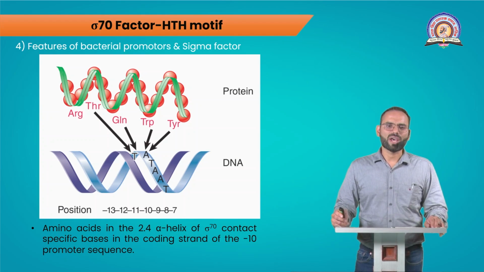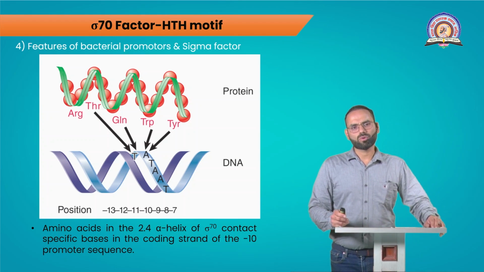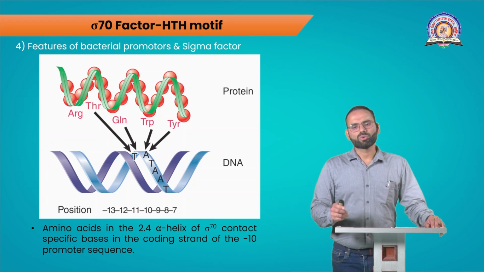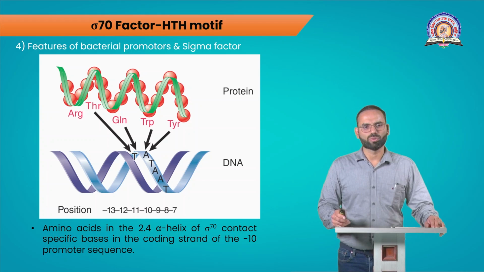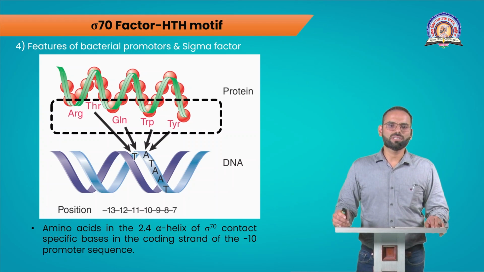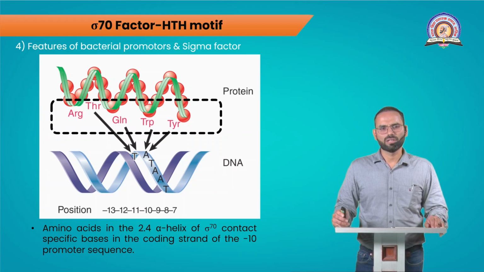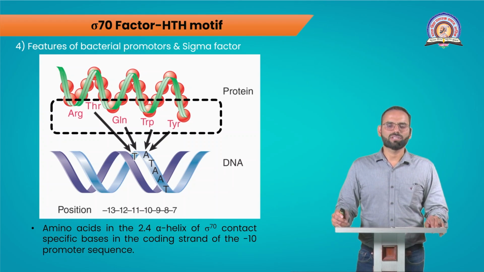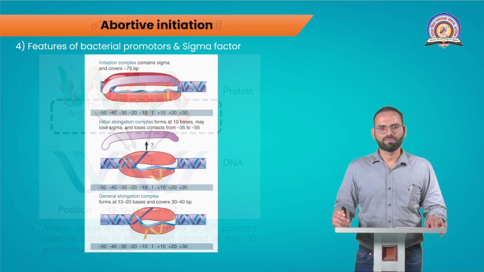And these are the amino acids from region 2.4 of the sigma factor, which are very, very critical to interact with the DNA molecule. So these are arginine, threonine, glutamine, tryptophan, and tyrosine. So these amino acids drive a critical interaction of this sigma factor onto this minus chain region of the promoter sequence.